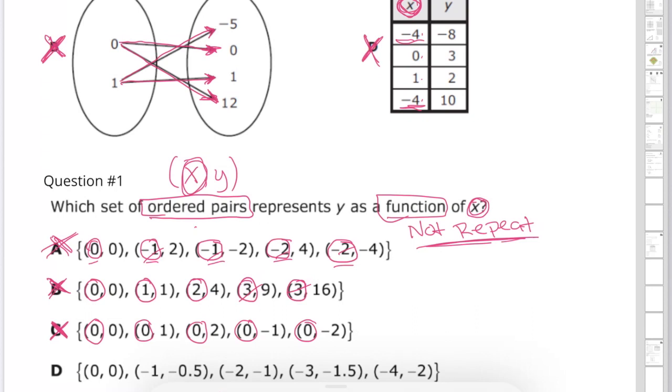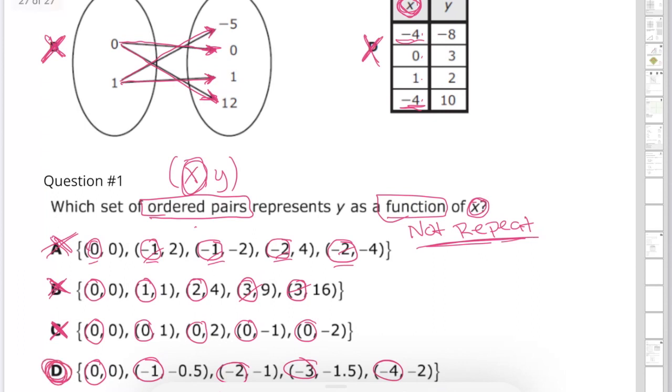I'm going to do the same thing, circling my x, or my first number in each ordered pair. So I have 0, -1, -2, -3, and -4. I'm going to repeat that one more time just to see if I hear it repeating: 0, -1, -2, -3, -4. No numbers are repeating on the x side.